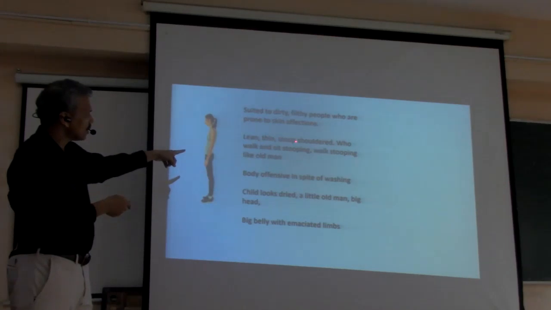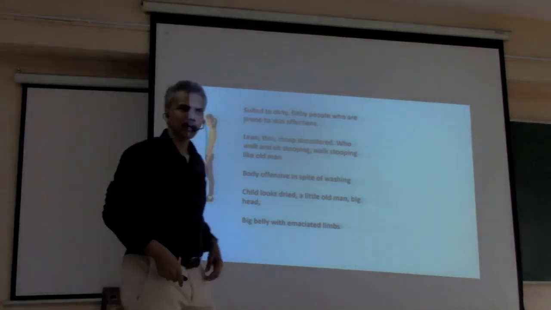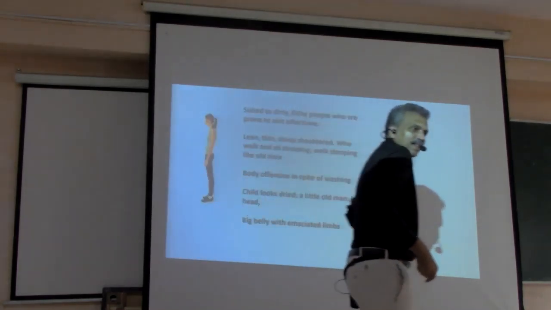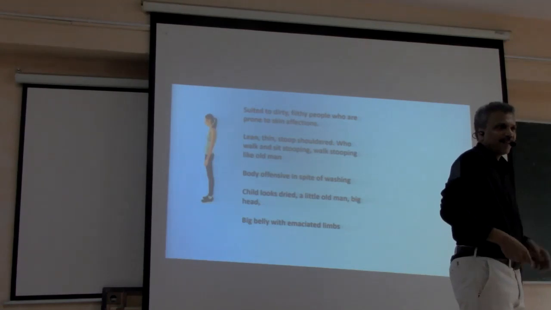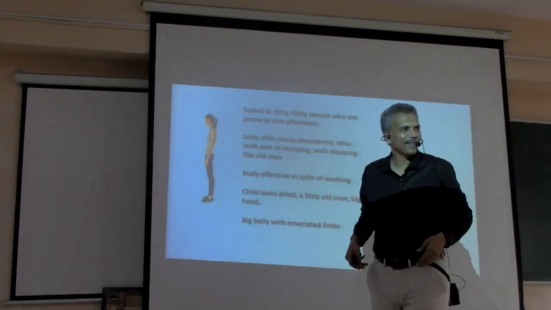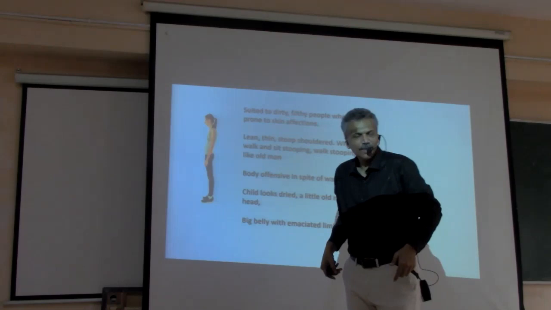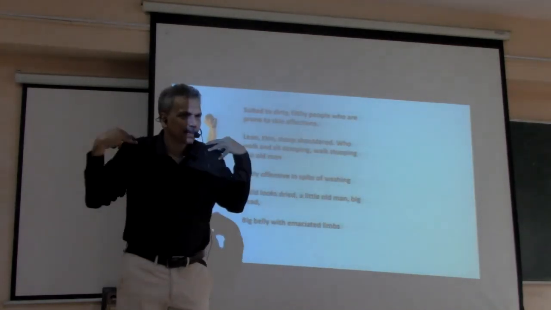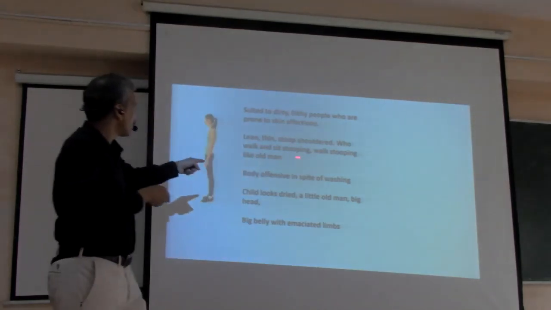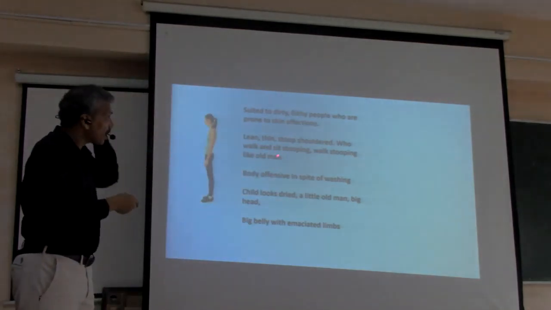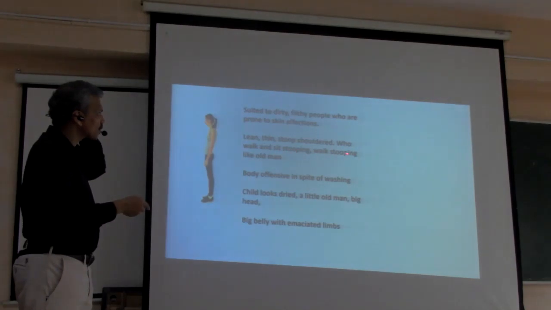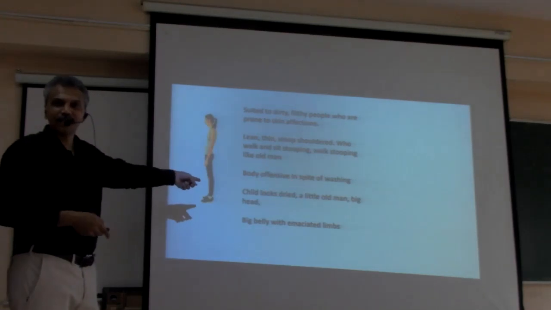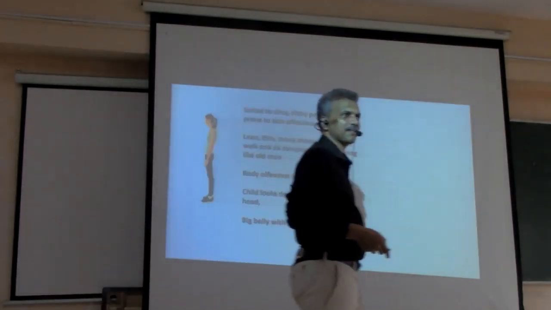One, lean, thin, stoop shoulder. What do you understand by stoop shoulder? Many times you'll see people walking like this. You might be getting many actors in your mind, but do not take the names, please understand this is how they were walking. Lean, thin, tall, but shoulders will be stooped. They walk and sit stooping, walk stooping like an old man. Body offensive. See, this is what I want you to understand.